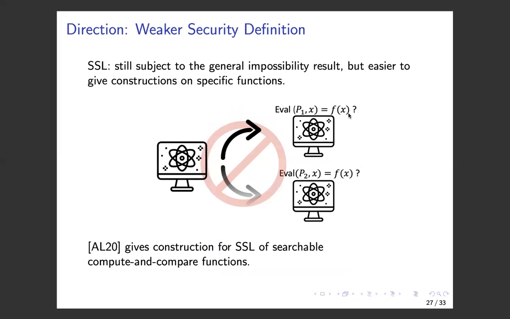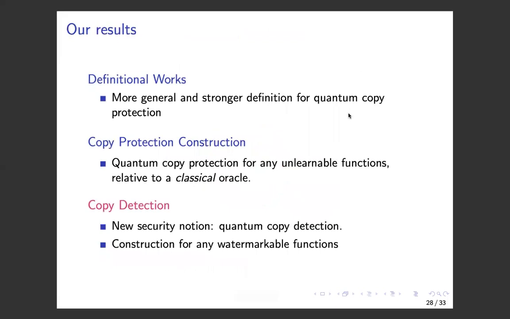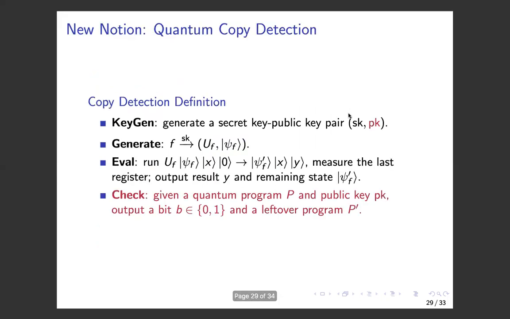Even though this weakened security notion is still subject to general impossibility result, it might be easier to give construction for specific functionalities in the plain model without using oracles. For example, Ananth and La Placa gave the construction of secure software leasing for searchable compute and compare functions, assuming IO and simulation extractable NIZK. Inspired by this notion of secure software leasing, we bring out a new notion called copy detection. And the main difference between these two notions is that in our definition, we will emphasize the usage of public key in these weakened notions.